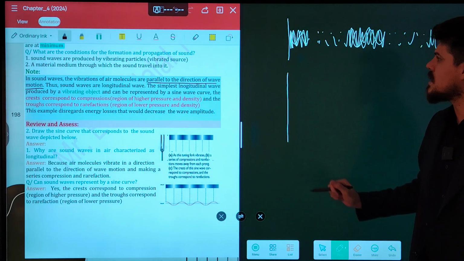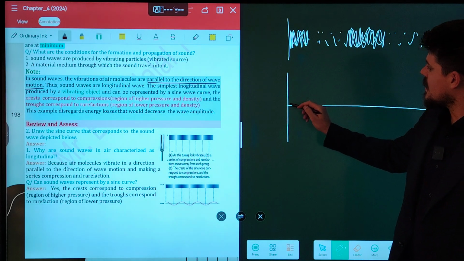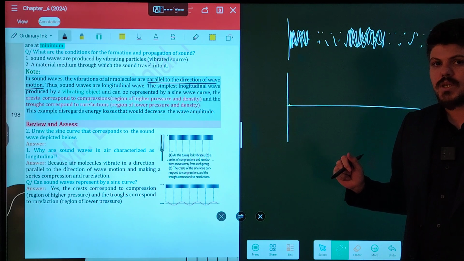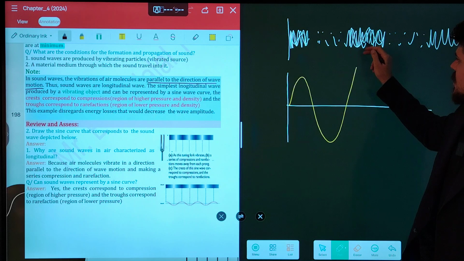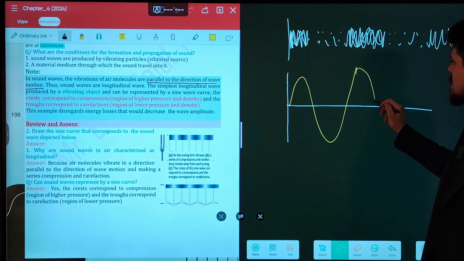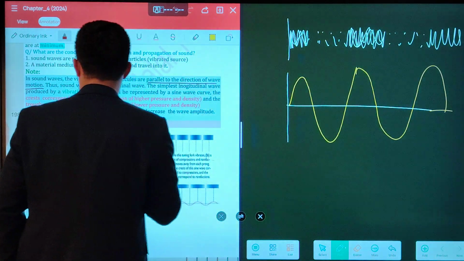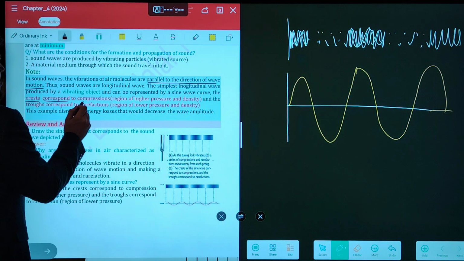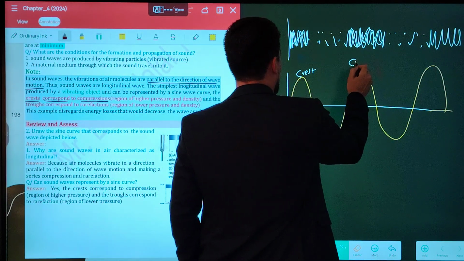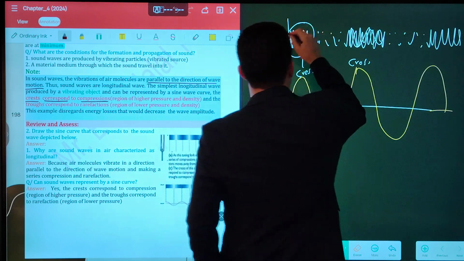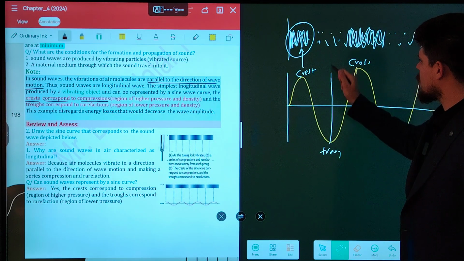Can we represent the sound wave as a sine wave? Yes, of course. How? The region of compression represents the crest, and rarefaction is the trough. The compression is at the crest, rarefaction at the trough. As you can see in this figure, the crest corresponds to what? Compression. And this is also a crest, which corresponds to which region of the longitudinal wave? Compression. So what about the trough? The trough corresponds to rarefaction.